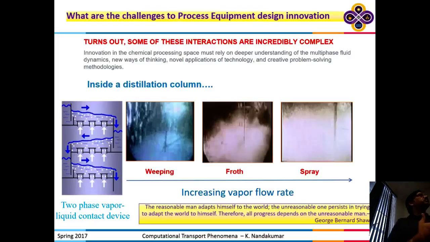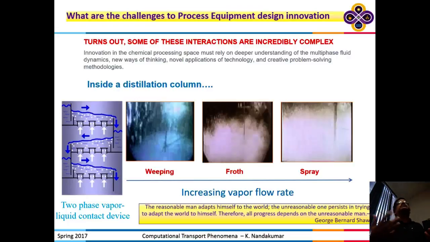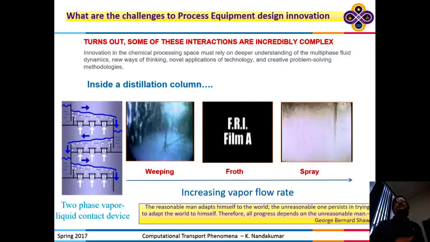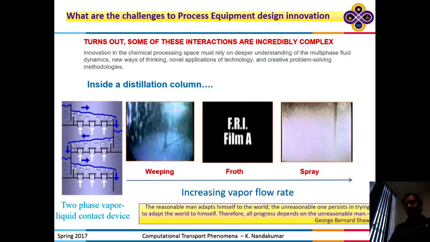So to understand and to design these columns is a very challenging task. And still we invoke a lot of approximations. And we need to understand the sources of these approximations and errors in modeling. Any questions on that? Particularly those that are not chemical engineers. Do you understand or get an idea of how complex the process is? Okay, so we are trying to understand the vapor-liquid interaction and to control it and design it such that it always operates in this regime. But we are literally dealing with millions and millions of bubbles and droplets.